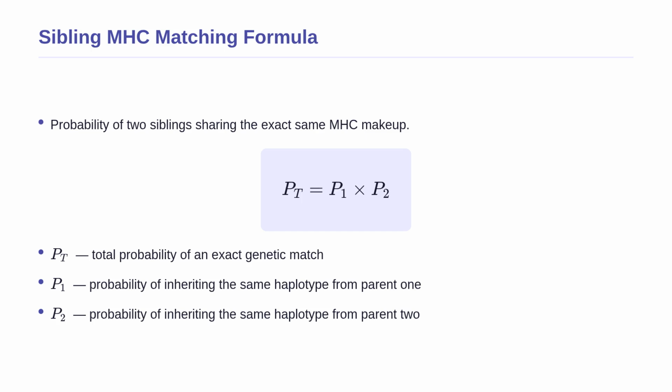To find the chance of a perfect match between siblings, we use a basic probability formula. PT equals P1 times P2. Here, PT is the total probability that 2 siblings share the exact same genetic makeup for their MHC molecules. P1 is the probability of inheriting the same haplotype from the first parent, and P2 is the probability of inheriting the same haplotype from the second parent. Since each parent has 2 haplotypes, the chance of the second sibling getting the same one as the first sibling is 0.5 for each parent.